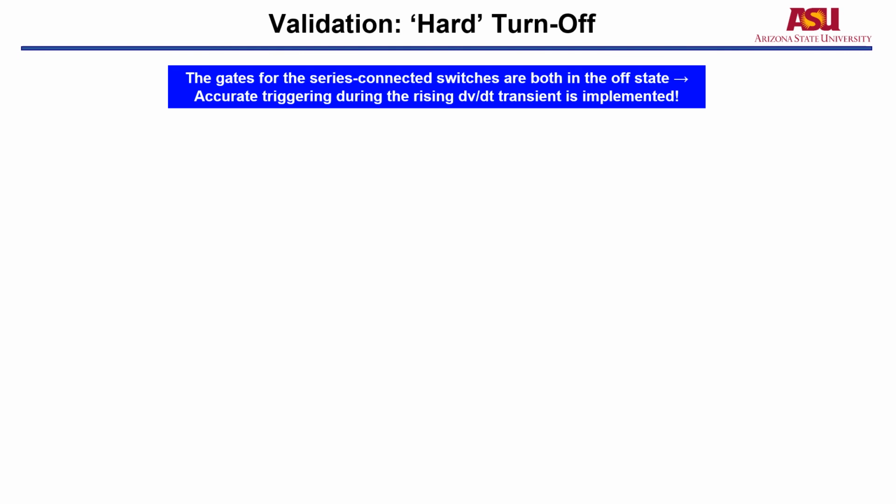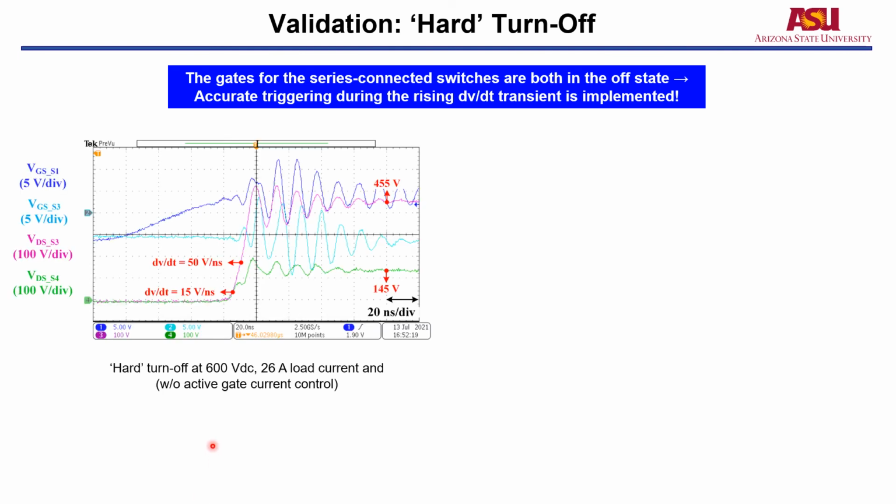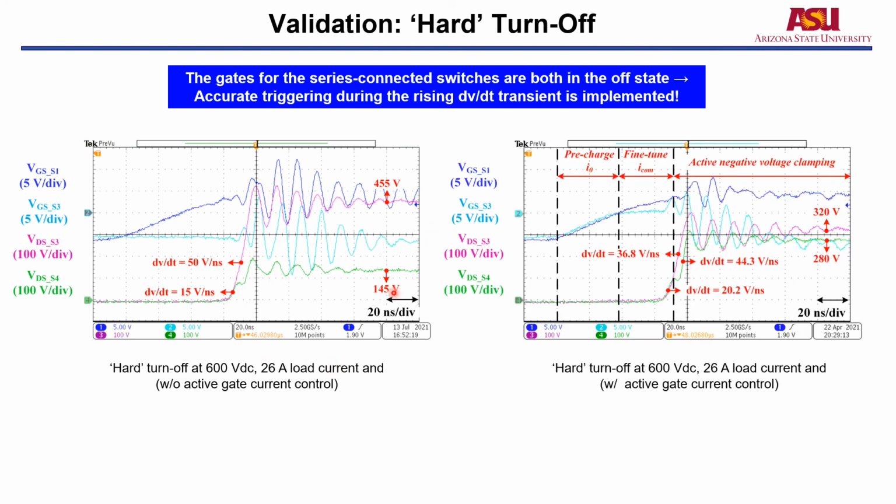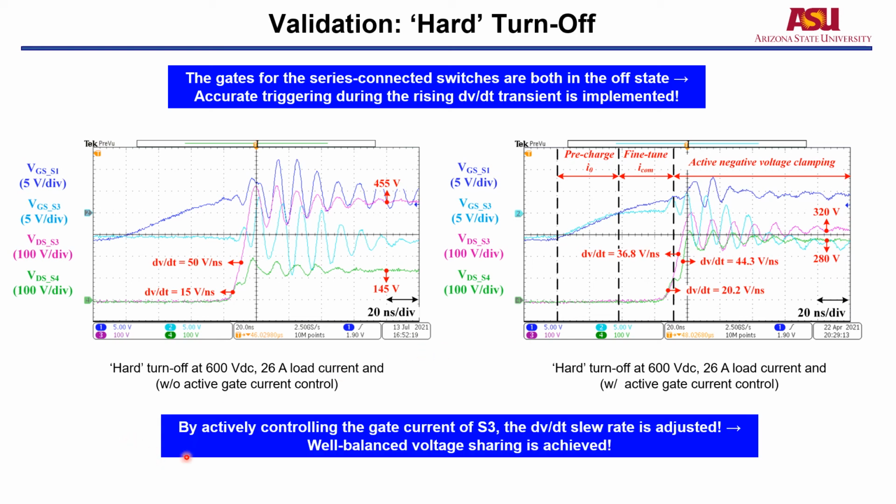Next is the validation for the hard turn-off scenario. Without the active gate current control, we can see unbalanced voltage sharing. And after implementing the active gate current control, we can achieve well-balanced voltage sharing in the end. By actively controlling the gate current of S3, the dVT slew rate is adjusted, and we can achieve well-balanced voltage sharing.